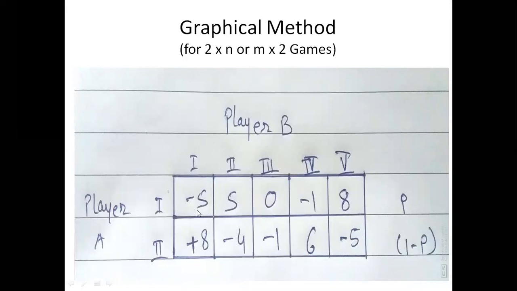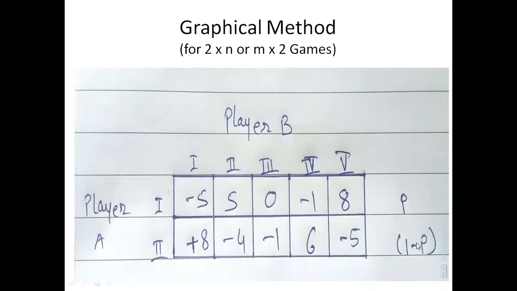So you try to see that none of the columns can be deleted. No entry in the column is greater than or equal to the other entry, or less than or equal to the other entry. So you cannot delete columns. This is the ultimate matrix that you get. Now we have to calculate the probability. Let's say I consider the probability of selecting strategy 1 as p. Since you have only two strategies, the probability of the other will be 1 minus p.